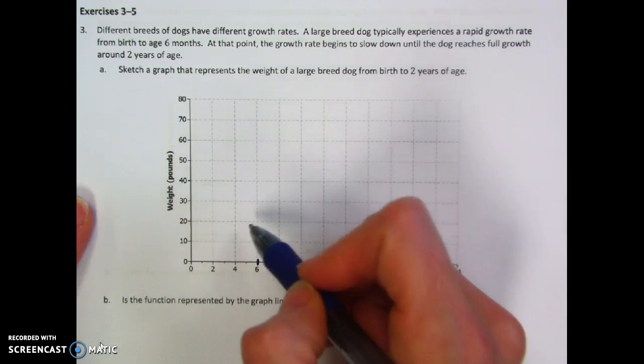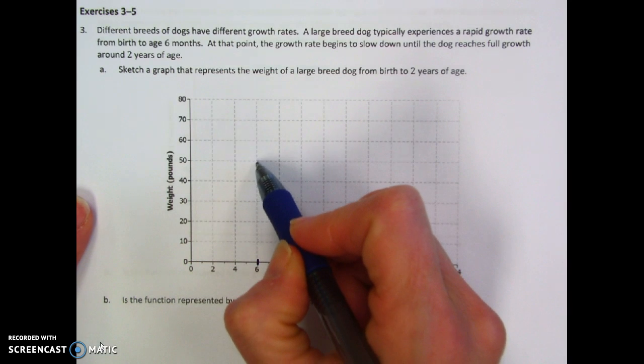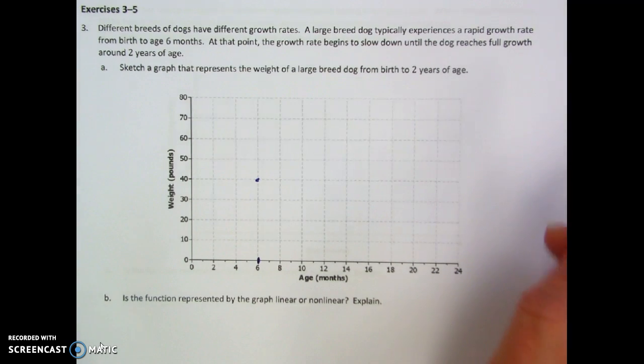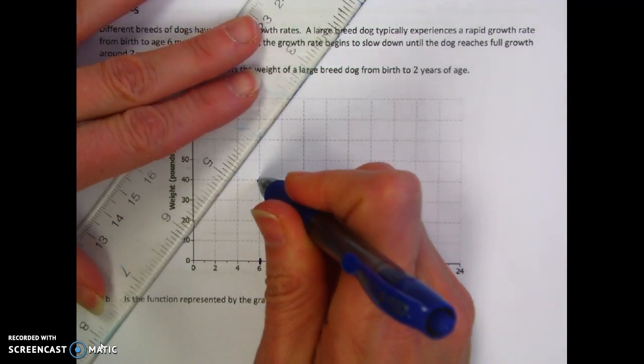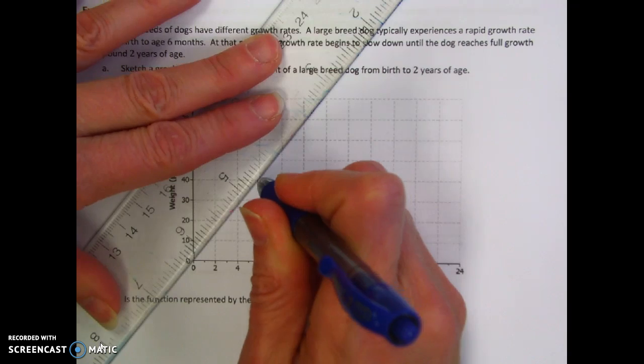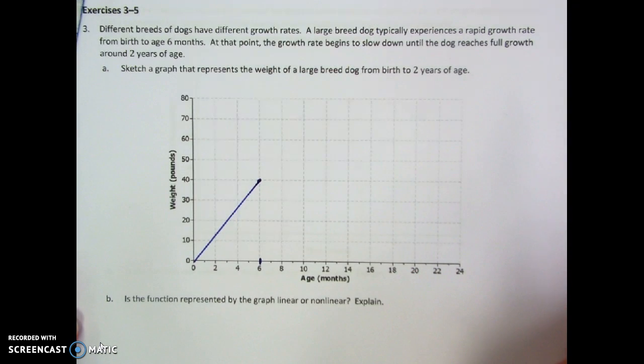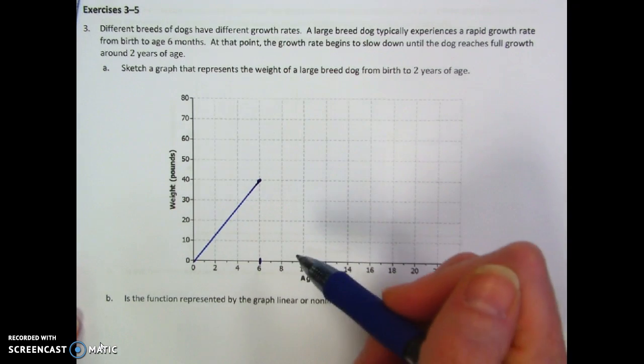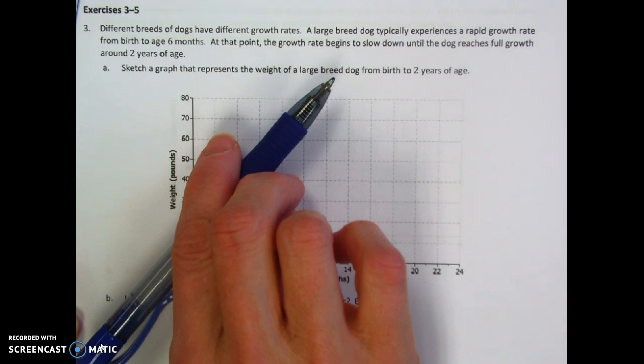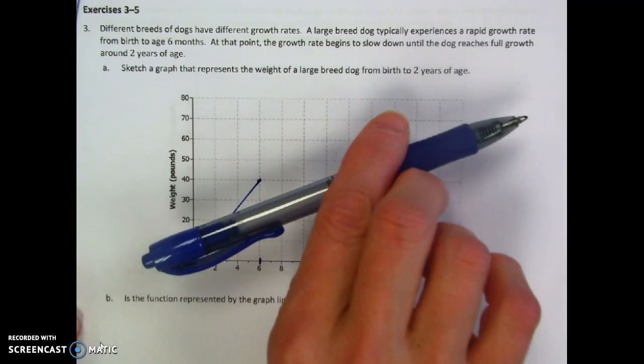Probably they're going to get up, if it's a large breed of dogs, to 40, 50 pounds, somewhere in here. So I'm going to say about 6 months, it's about 40 pounds. Might be a little more, a little less, depending on the dog. And then it slows down. So if it's going to slow down, what's going to happen to the steepness of our line? It's going to be flatter.